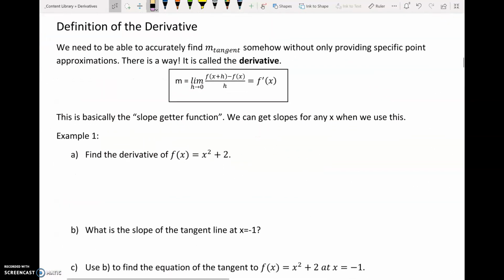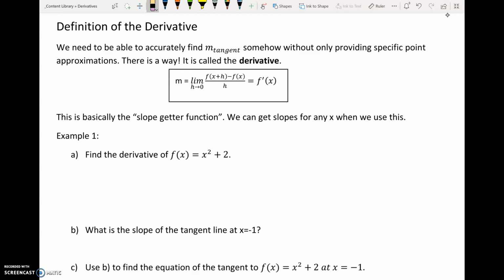In this lesson, we're going to cover the definition of the derivative, and this means we can actually find m tangent precisely. Last time we had problems calculating m tangent because we would have to rely on the same formula for m secant, and then we just had to do approximations to get it closer and closer to the value it's going towards. But now there is a way to actually find it precisely.